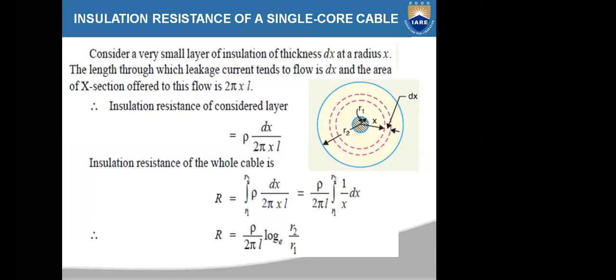Okay, so what is this insulation resistance? You know what resistance is. Resistance is the opposition caused to the flow of current. So now here you have to find out the insulation resistance, right? The resistance of the insulation you have to calculate for a single core cable.